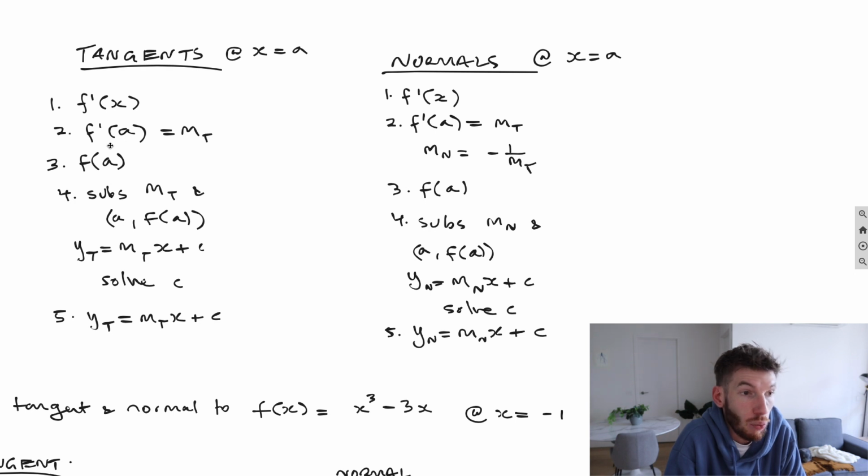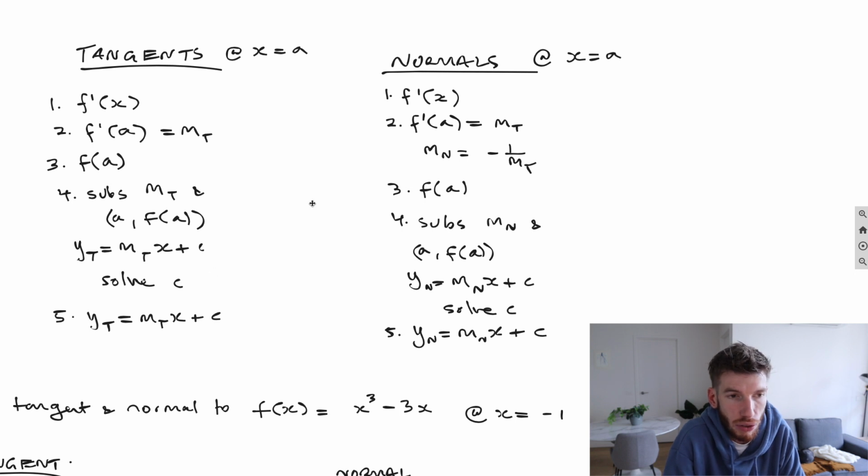Then we need to get the y value that goes with that coordinate. So f of a would be the y value when you sub in a into the original function. And then you're going to plug in both the gradient that you calculated and also the coordinate a and f of a into the general linear equation y equals mx plus c. I've just put little t's on them to denote that it's a tangent. And then we're going to solve for the y-intercept c. And then finally, you can rebuild it again. You can put your gradient and your c value back in, and you've got your equation.